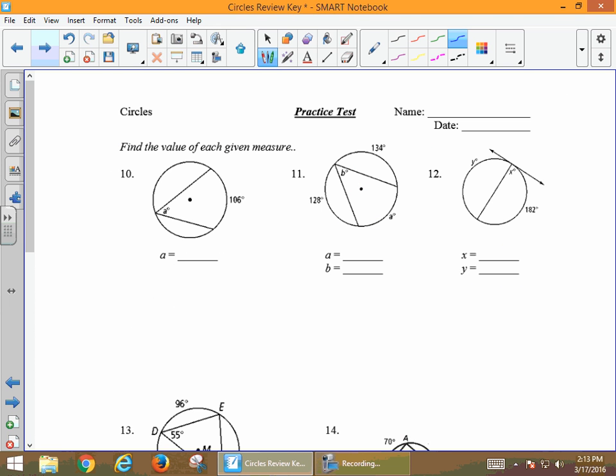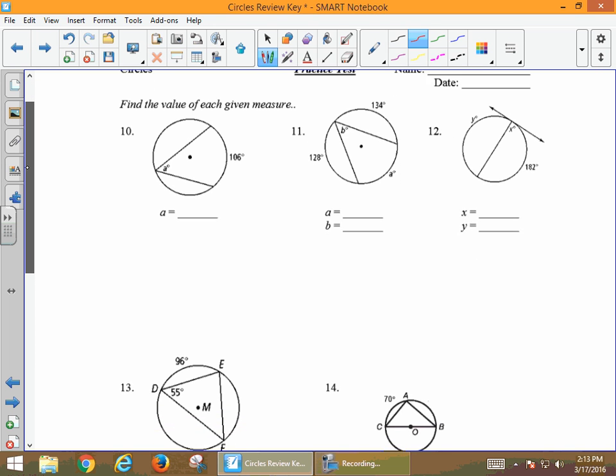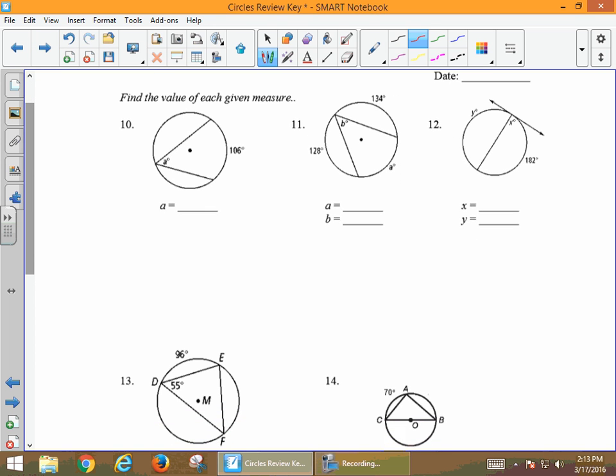Let's move on to questions 10, 11, and 12. Questions 10, 11, and 12 deal with the angles and their relationship to the respective arcs. So, an angle that sits on a circle, like angle A does, is half of its intercepted arc. So I have to do 106 divided by 2, and I get 53 degrees.